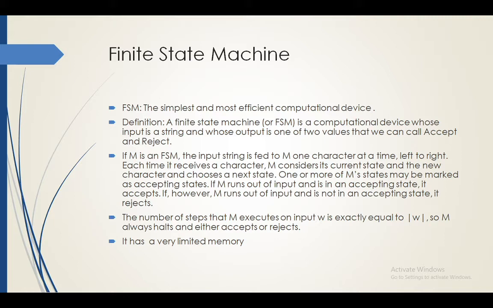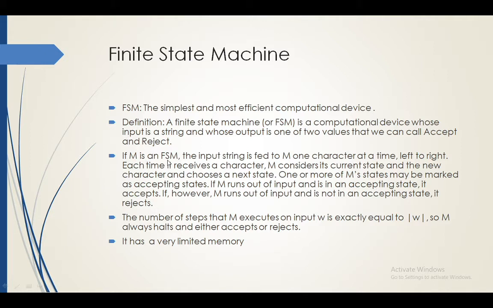Let's move to the formal definition of a finite state machine. A finite state machine, FSM, is a computational device whose input is a string and whose output is one of two values that we can call accept and reject. So the input for this finite state machine is a string. And what output is produced by this machine? It produces two outputs, either accept or reject. So it will produce two values as output: whether the string is accepted or the string is rejected.